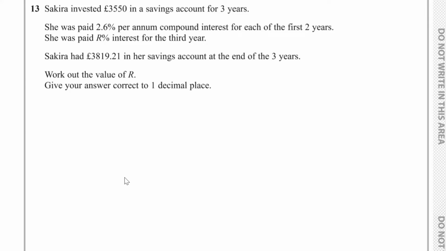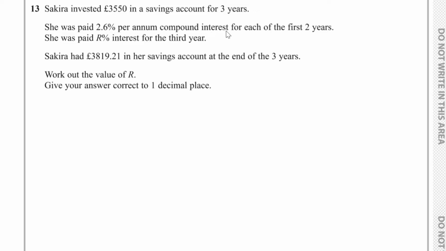Question number 13. Sakira invested £3,550 in a savings account for 3 years. She was paid 2.6% per annum compound interest for each of the first 2 years, and then for the third year she was paid R% interest, and Sakira had £3,819.21 in her savings account at the end of the 3 years. We have to work out the value of R, give your answer to 1 decimal place.